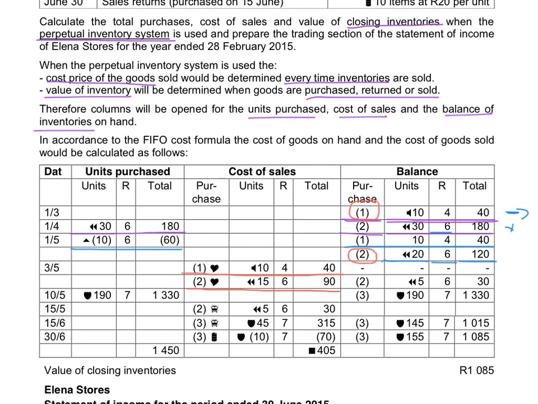Now we don't have any of the units in number 1 left over, so my group number 2 will consist of that 20 units that we had there, minus the 15 that we sold. So there are 5 units left over with a cost price of R6. So the total value of my inventory on hand at the moment is R30.